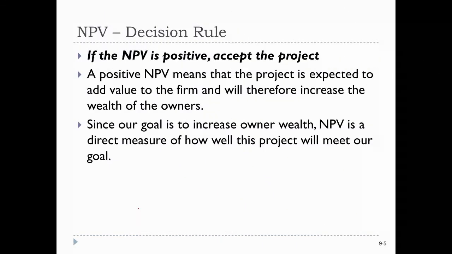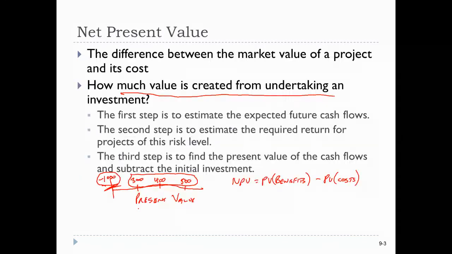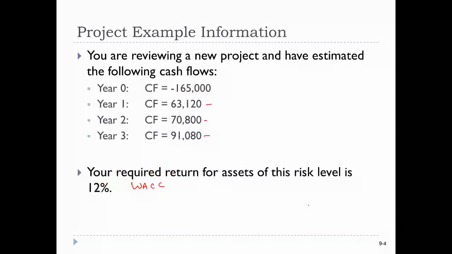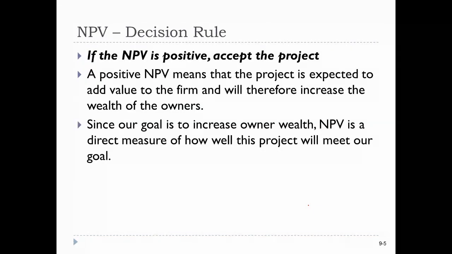We'll make the calculations here in a second, but ultimately the decision rule is this: if the net present value is positive, accept the project. Think about it. Go back a couple of slides here. I said the net present value of a project was the present value of its benefits minus the present value of its costs. If the benefits outweigh the costs, the difference will be positive. If the costs outweigh the benefits, the difference will be negative. Simple as that. So when we calculate this number, the net present value, as long as it's bigger than 0, it's a good project. It means the benefits outweigh the costs.